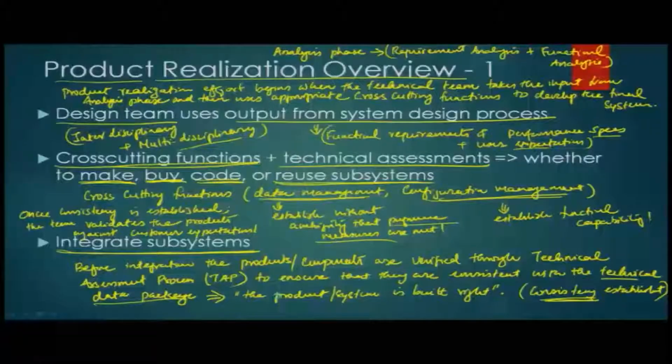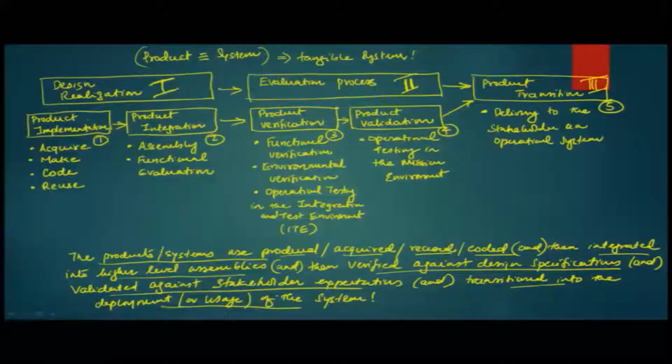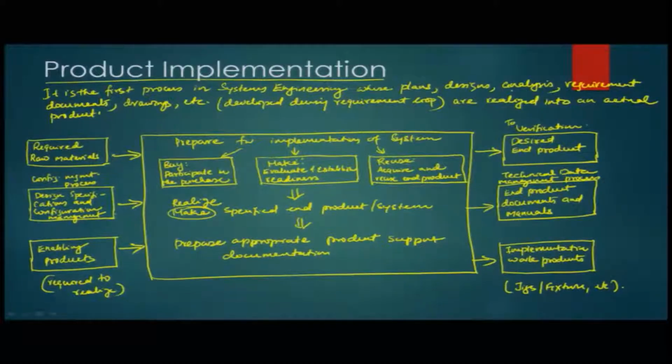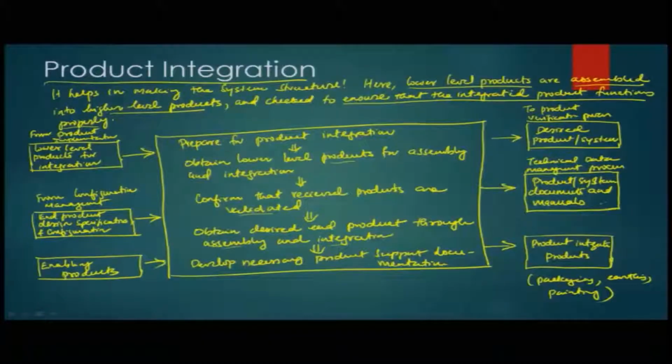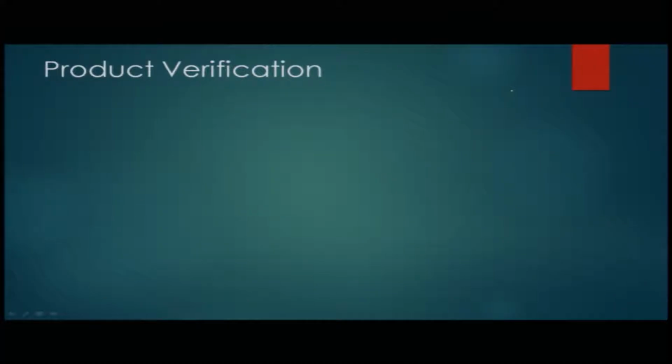We were talking about the design synthesis aspect of systems engineering, and how we realize this. We talked about product implementation, product integration, product verification, validation, and product transition, and we looked into important aspects of it. We talked about what product implementation is, what integration is, and now we will get into product verification, which is the third step in this grand schema.